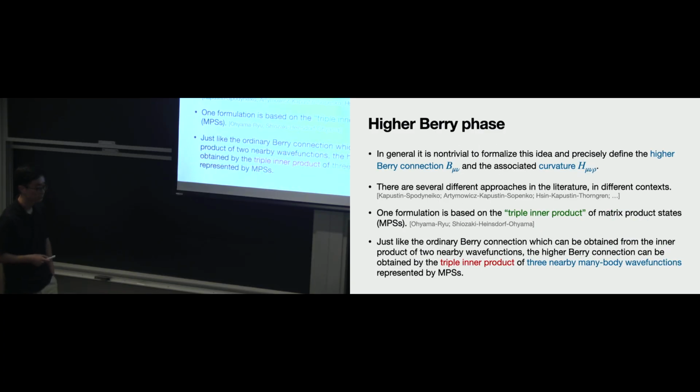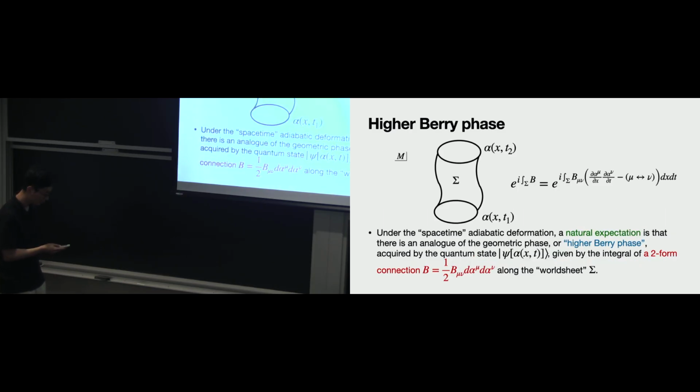And the story works analogously for any number of spatial dimensions? Yeah, exactly. That's the expectation. Whenever we have a family of unique gapped ground states in, say, D-dimensional QFT, we expect there to be a, say, D-form connection.